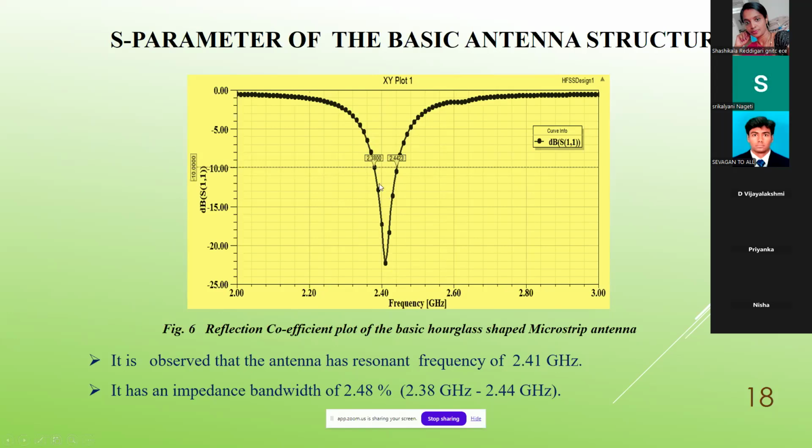We are getting the band, and the resonant frequency is at 2.41 gigahertz, and the bandwidth is a little bit narrow, 2.48% bandwidth. Within this range, the percentage bandwidth can be calculated this way: higher frequency minus lower frequency, divided by the center frequency, into 100%. So this is very simple.